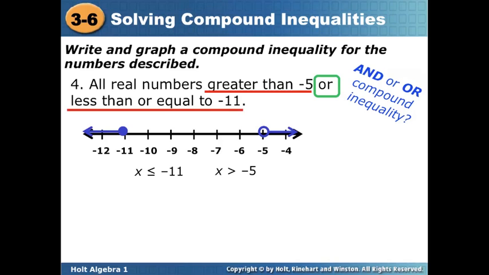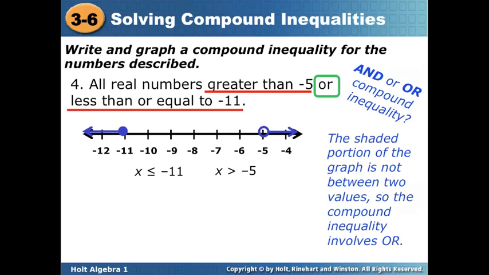So now we'll need to write our compound inequality. The shaded portion shades to the outside, therefore this is an OR compound inequality. Remember, it's the set of all x's such that, put your smaller number first, so x is less than or equal to -11. You will include the word OR, x is greater than -5.